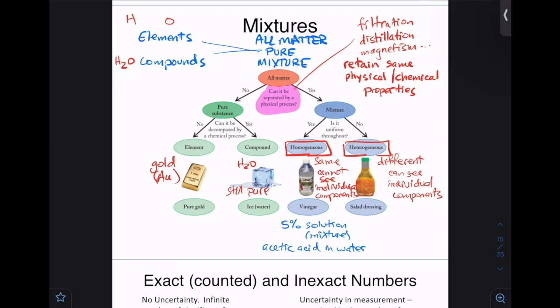Now, I can clearly see that there are individual components in Italian salad dressing. If I gave you a glass of chocolate milk, all right, and I put it on the table, I would say, do you think chocolate milk is a homogeneous or a heterogeneous mixture? Who thinks it's homogeneous? All right. Who thinks it's heterogeneous? All right. For someone who said homogeneous, why? So he said you can't see the individual components, so it all looks the same. All right, that's great.